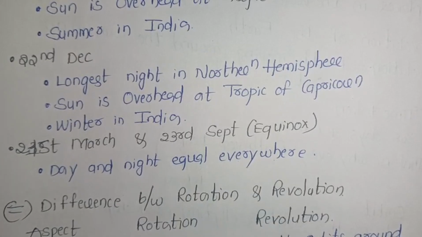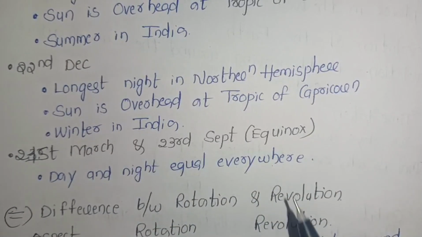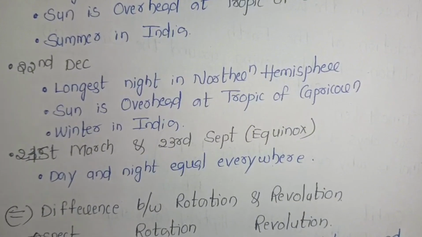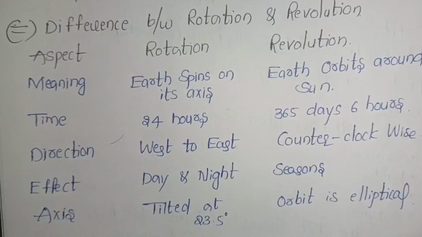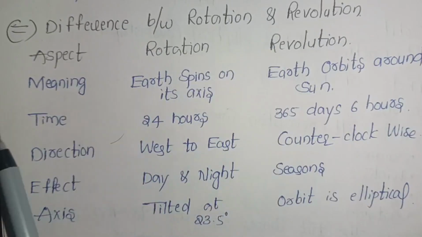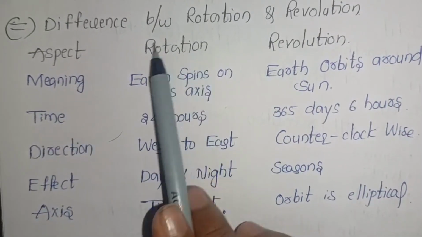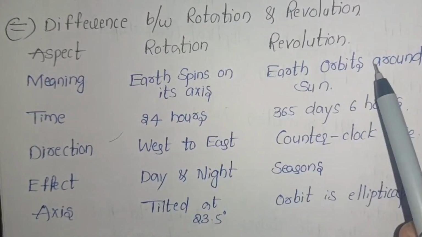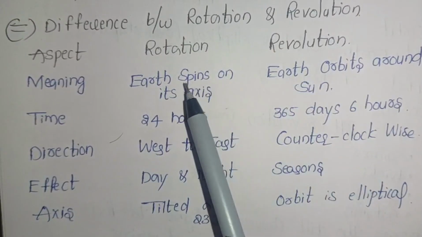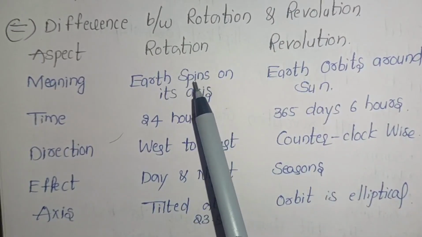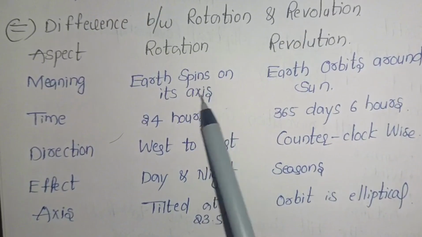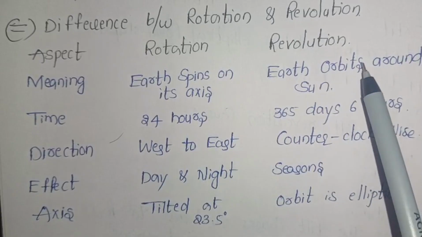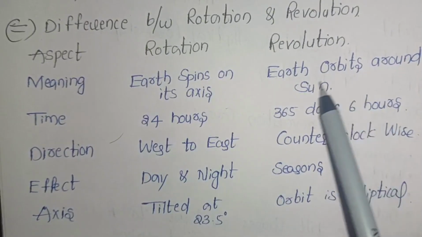I hope you understood. Next is the difference between rotation and revolution. We will discuss this topic and we will end this chapter. Now, the difference between rotation and revolution, starting with the meaning. Rotation is when Earth spins on its axis. Revolution is when Earth orbits around the Sun. Earth rotates on its own axis, and it revolves around the Sun.